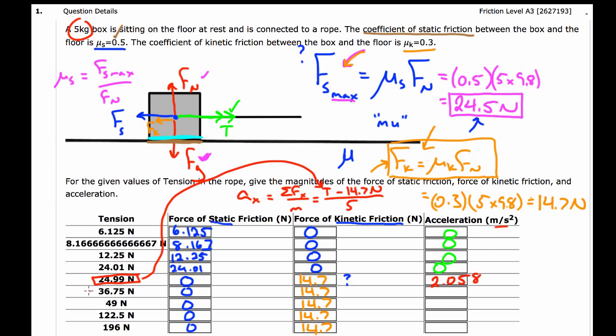And then for the next one, okay, now I'm pulling with 36.75. That's my new tension. So 36.75 minus 14.7 over 5 gives me 4.41 meters per second squared, and so on. I'd plug in 49, do the calculation, and get all of these. So that's how you do this one. Again, for the force of static friction, this formula gives you the maximum value.